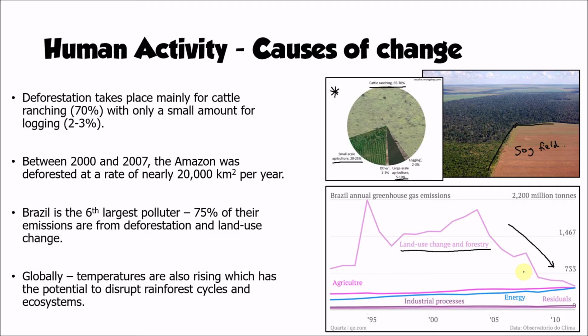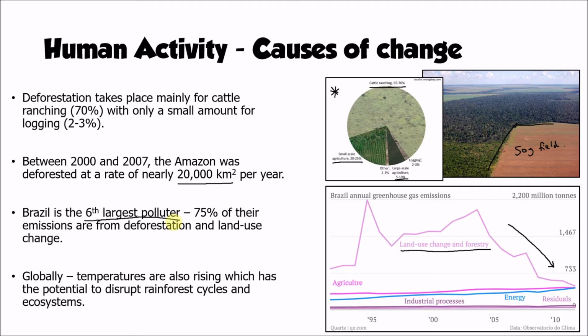But between 2000 and 2007, that's when deforestation in the Amazon was at its peak, and the annual rate of deforestation was around 20,000 square kilometres every year. If we look globally, Brazil is actually the 6th largest polluter. So it ranks 6th out of all the countries in terms of its greenhouse gas emissions. And 75% of those emissions are from deforestation and from land use change.